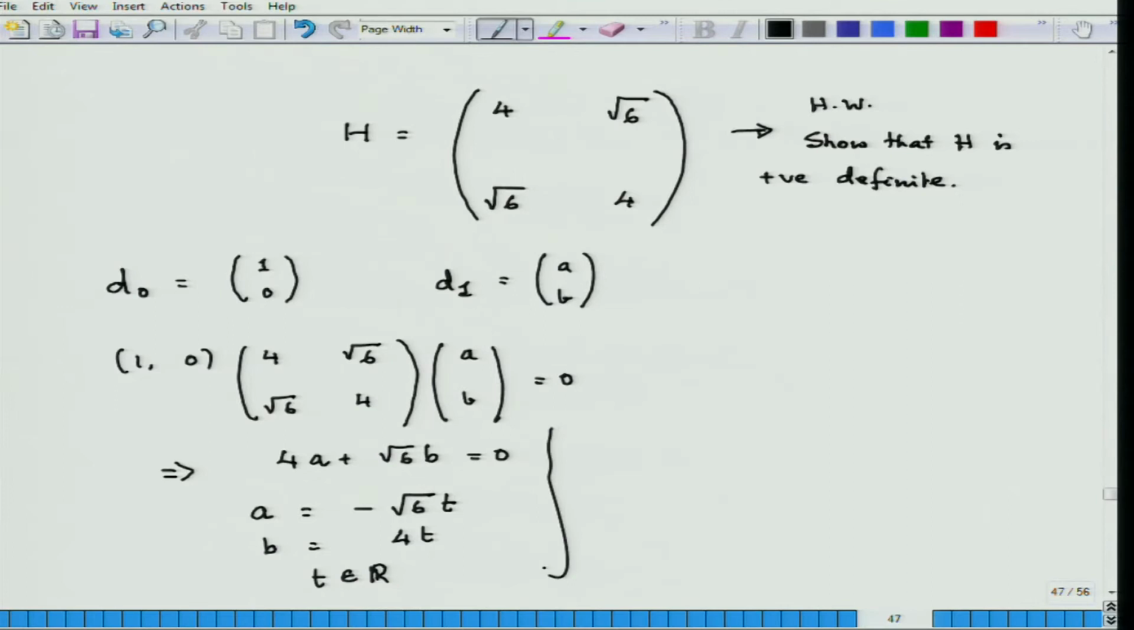Now, put t equal to 1, then also it will be satisfied. So, if I take d0 as (1, 0), now I can take my d1 as (minus root 6, 4). So, these two are conjugate with respect to this matrix H, and of course you can see they are not linearly dependent, they are linearly independent.